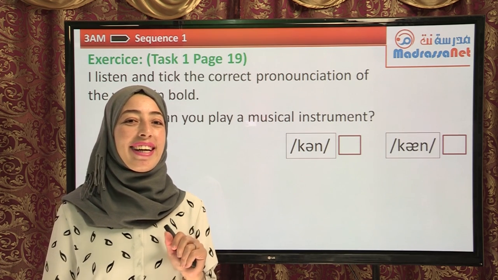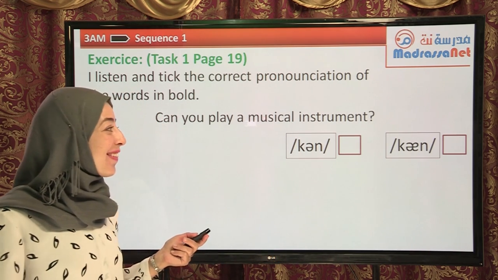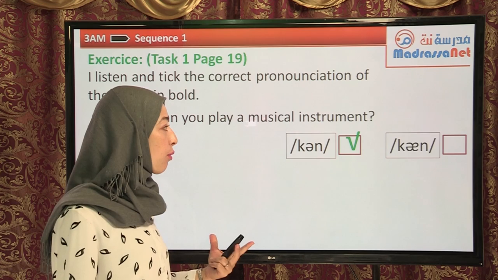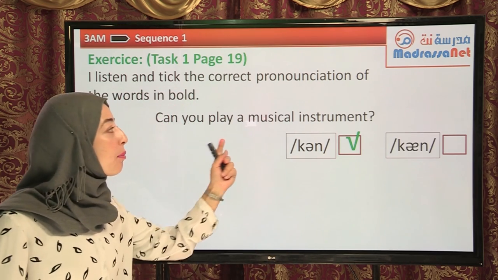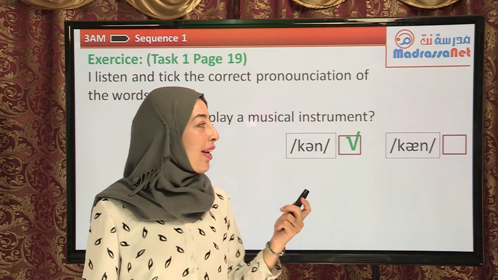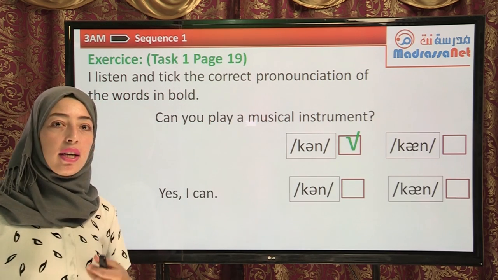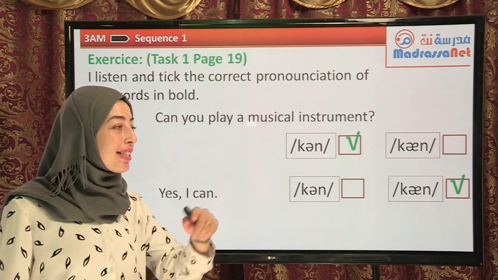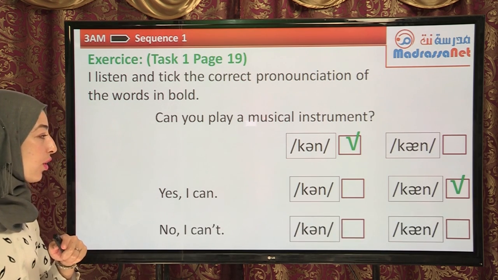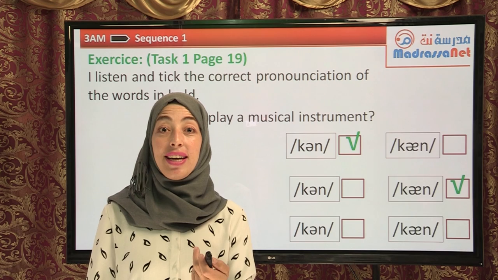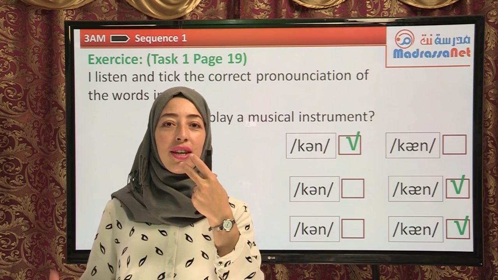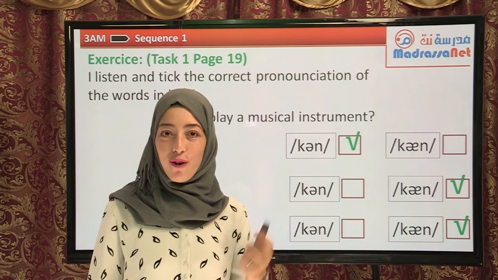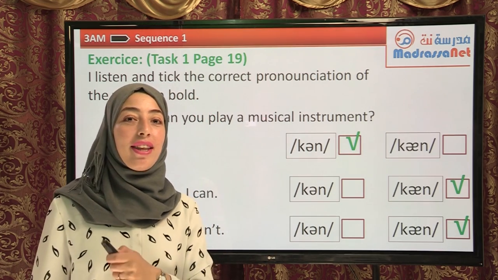Can you? I gave you the answer. No, it's not the strong form. It's the weak form. Can you play a musical instrument? The answer to this question is yes, I can. Yes, I can. Correct. It's the strong form. Or, no, I can't. No, I can't. Yes, like that. Pronounce it. Yes, I can. Or, no, I can't. It's the strong form. I hope you have understood this lesson with me.